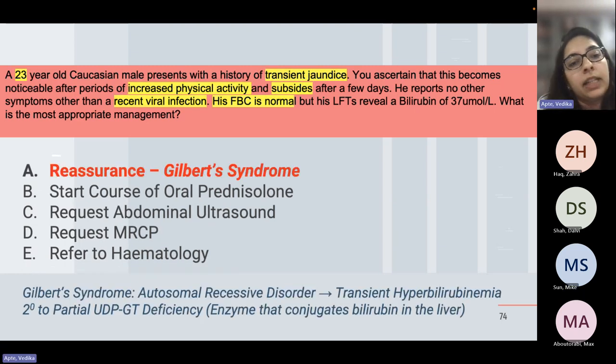So this is essentially a diagnosis of Gilbert's syndrome, which is an autosomal recessive disorder. And all you need to know is really if you have a young patient that has jaundice after periods of stress, such as physical activity or during exam season or after an infection, and all other tests are normal, just a raised bilirubin, then just reassure the patient, the bilirubin will drop down again and it's just Gilbert's syndrome.